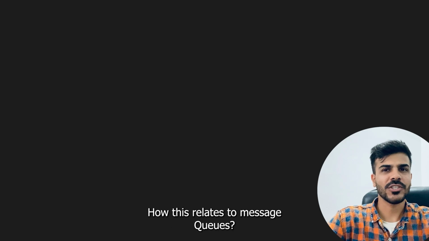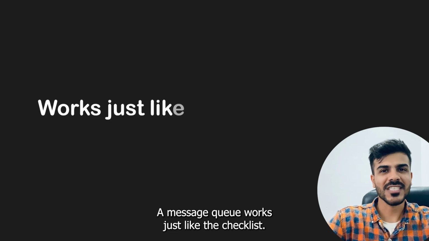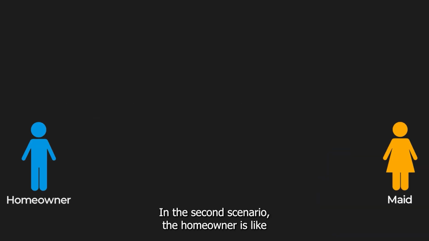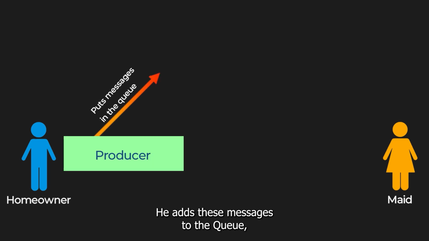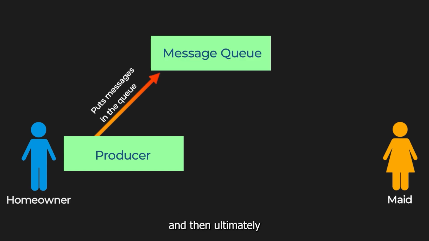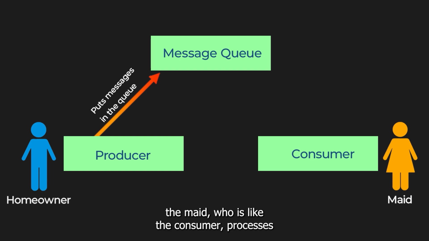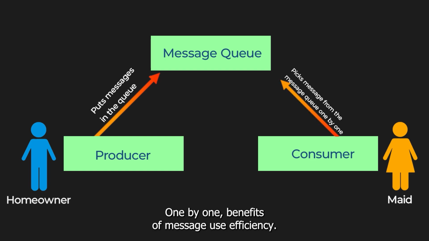How does this relate to message queues? A message queue works just like the checklist in the second scenario. The homeowner is like the producer who adds tasks, also called messages. He adds these messages to the queue, which is similar to the checklist, and then ultimately the maid, who is like the consumer, processes these tasks from the queue one by one.